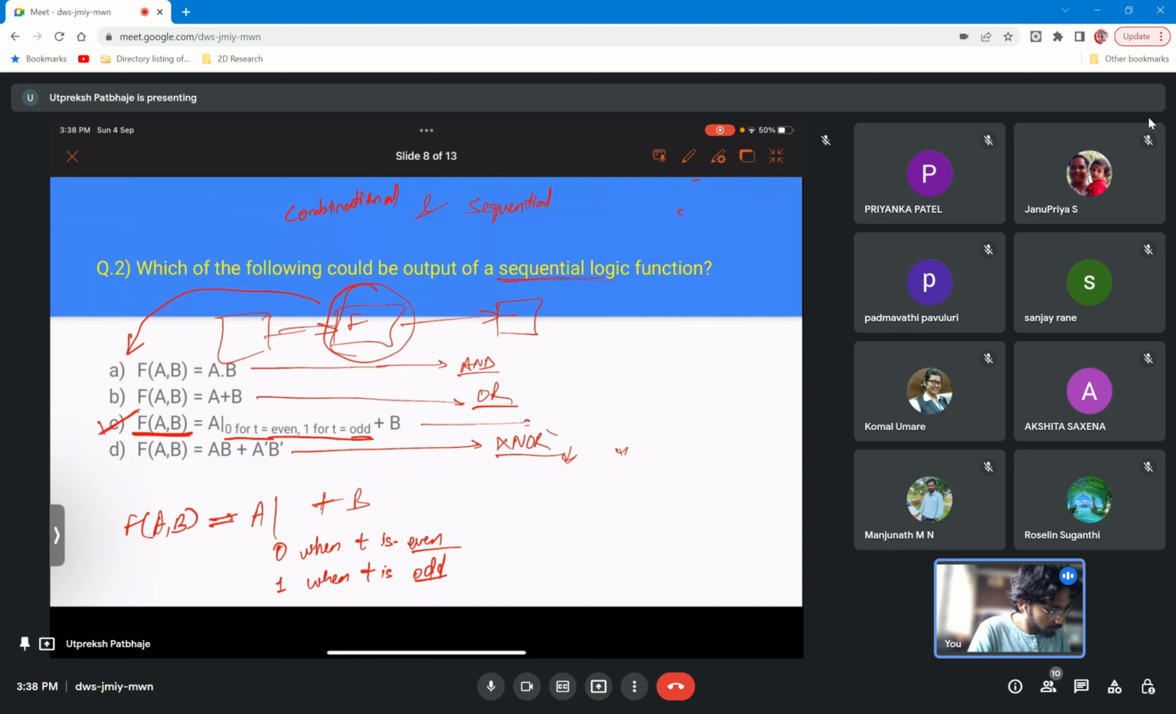We'll be getting just B for t even, or a 1 for t odd. So whenever this time dependency or time variance comes into your logic, or even a single block, this would introduce the sequential nature of this implementation.